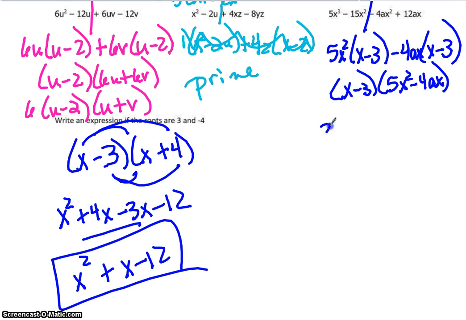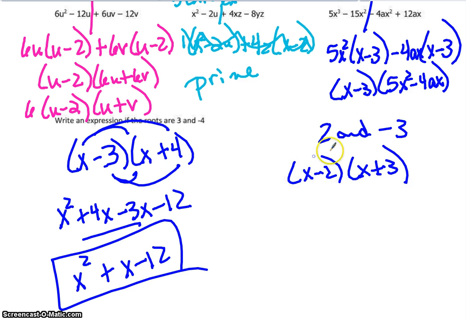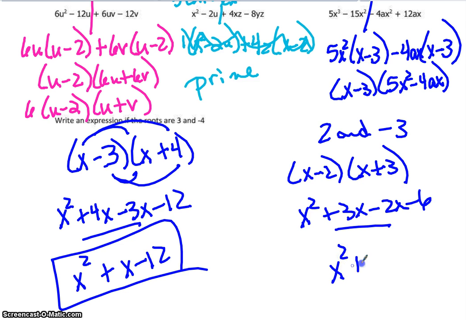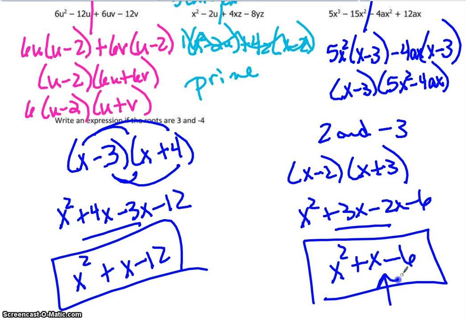So if you had had 2 and negative 3, it would have been x minus 2 and x plus 3, because you use the opposite signs. X squared plus 3x minus 2x minus 6. Combine the 2 in the middle, x squared plus x minus 6. It won't always be x for that middle term. Okay, it's just going to be whatever it is when you combine things.